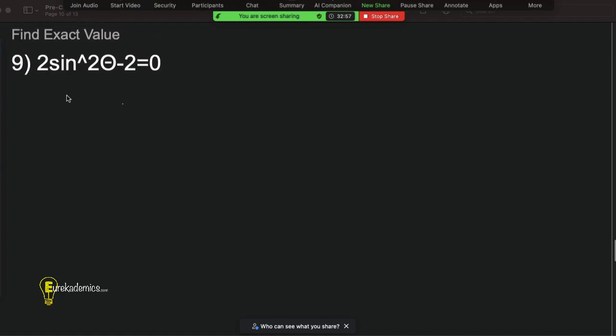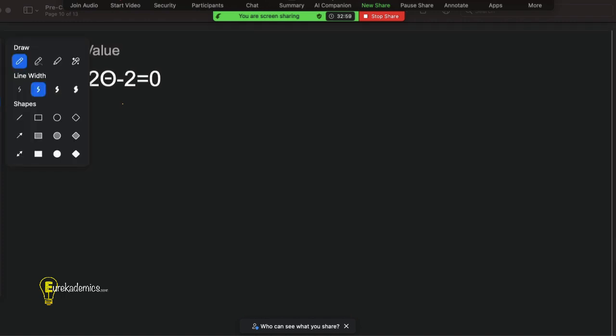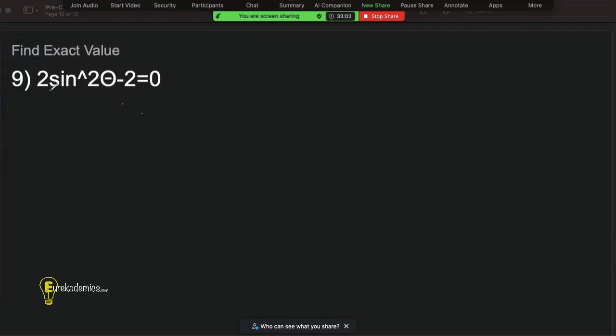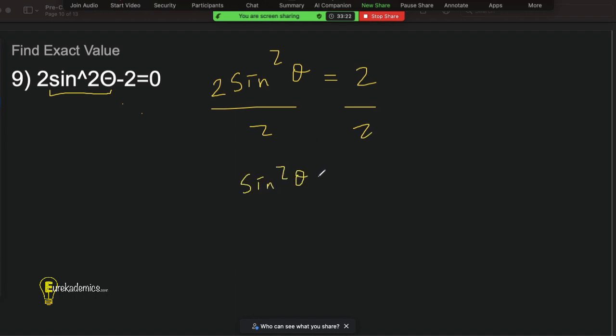All right, for this one, we're still in the world of finding the exact value. So first, we really want to isolate the trigonometric statement, and then we can play with it. So I'm going to add this 2 to the other side. So I'll have 2 sine squared of theta will now equal positive 2. Then I want to divide by 2. Then I would be left with sine squared theta is going to be equal to 1.